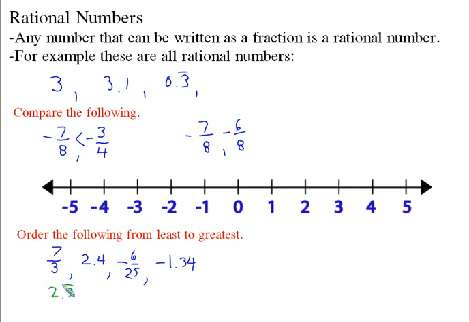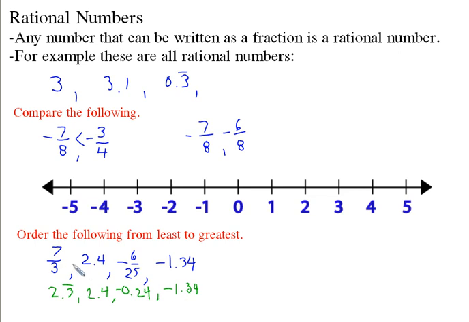2.3 with the vinculum over the top. Then we have 2.4. Then we have negative 6 divided by 25. So that's going to be negative 0.24. Then this one here, negative 1.34. And now we've got them all in the same format.